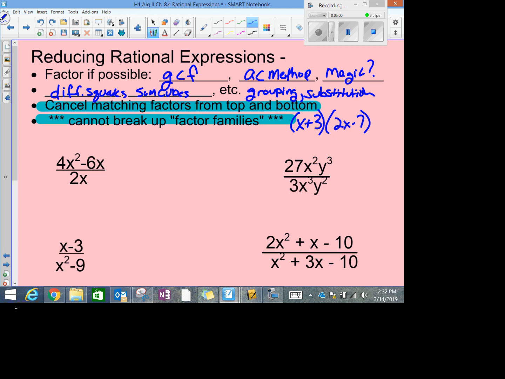You'll see what I mean about it in time. Just remember, if it's got an addition or subtraction, it's part of the family, and the whole thing has to be canceled. We're not going to break up the family.